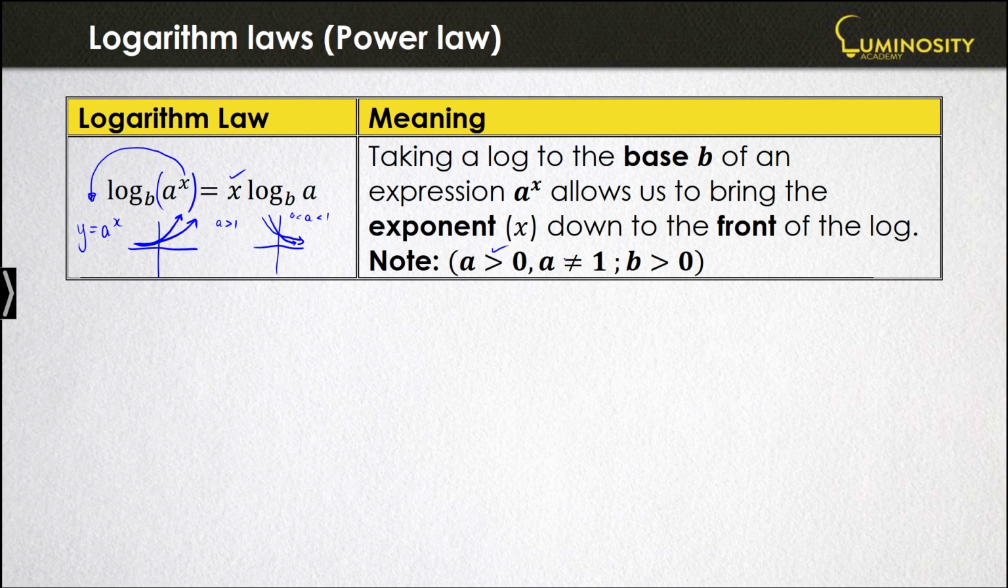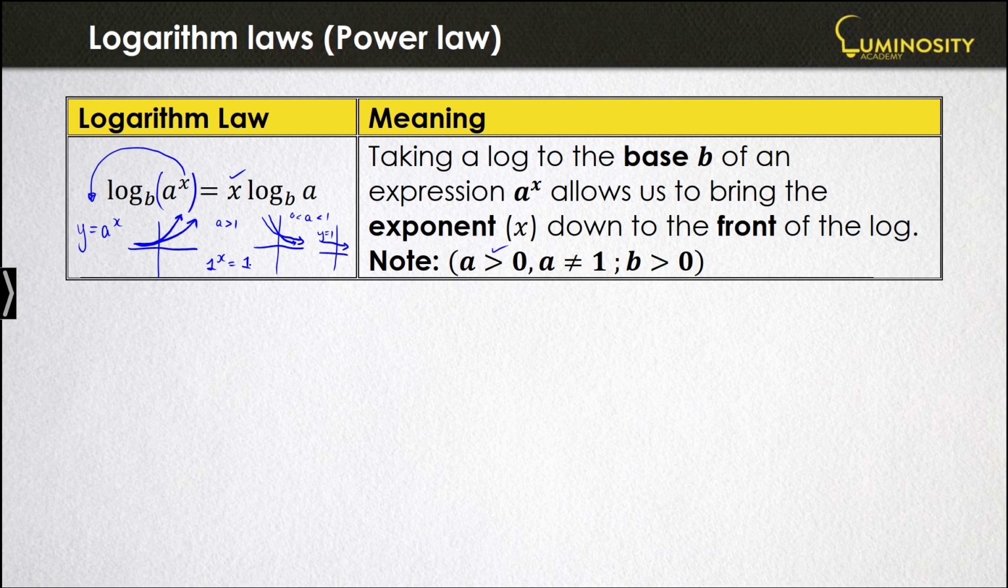A must be greater than 0. A mustn't be equal to 1, because then we just end up with the horizontal line y equals 1, because 1 to the power x is always equal to 1. So that's where those restrictions come from.